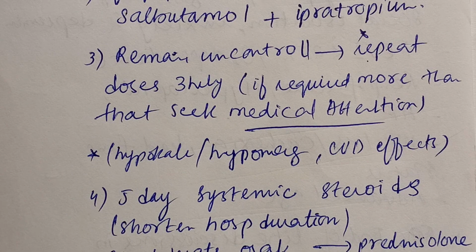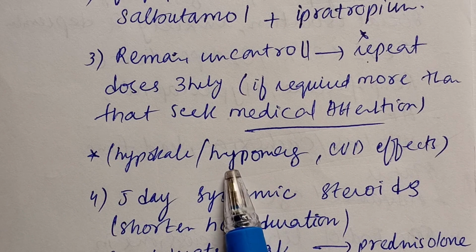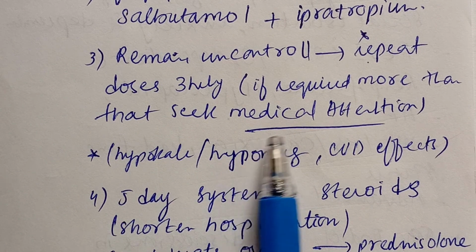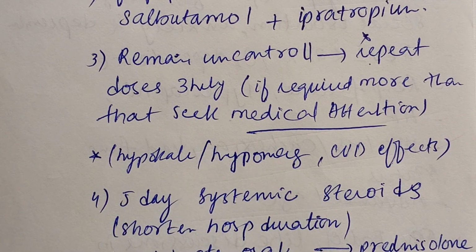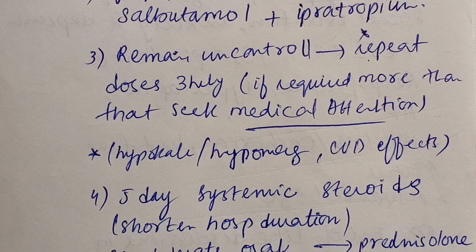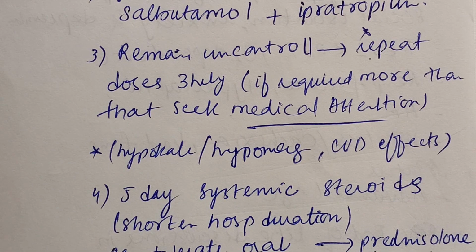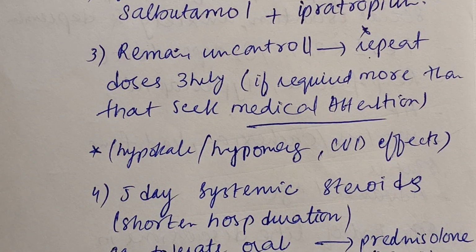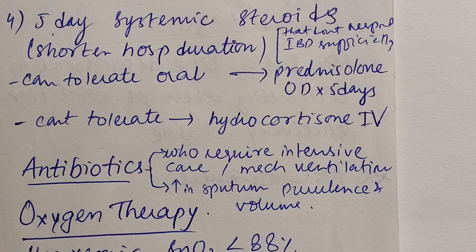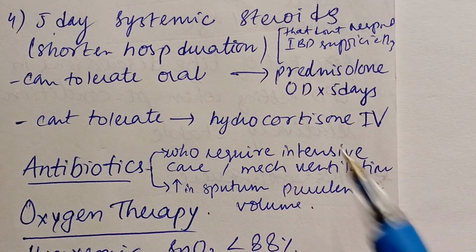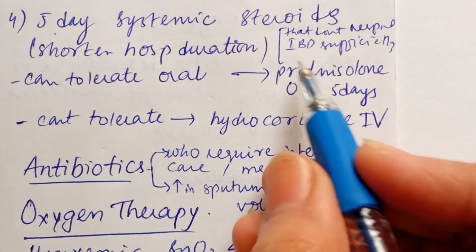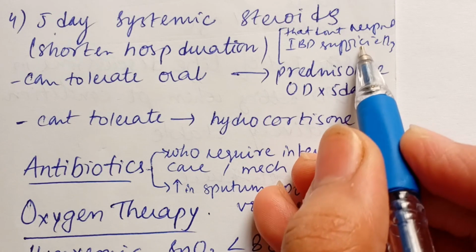One thing that we have to keep in mind is that repeated doses of salbutamol can cause hypokalemia and hypomagnesemia, and cardiovascular effects can also arise. So we have to monitor the patients if we are giving repeated doses. Coming towards the steroids, systemic steroids are indicated when the patients don't respond to inhaled bronchodilators sufficiently.